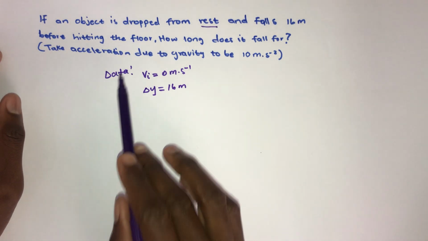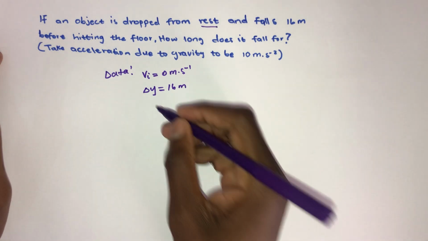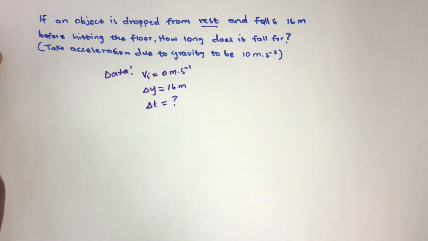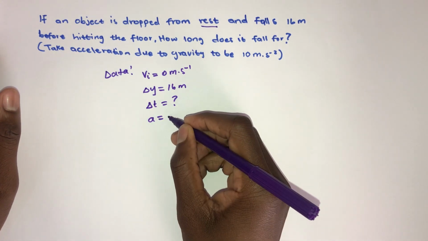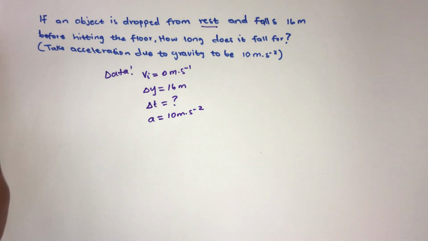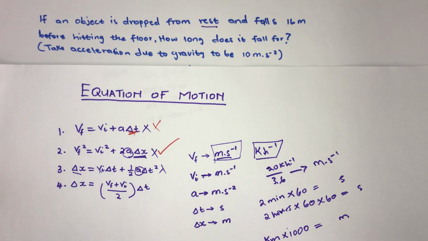Then they said before hitting the floor, how long does it fall for? So how long, that is time. We don't know the time. Then they said you take the acceleration as 10 meters per second squared. That's what they told us. So now, according to the data, which formula are we going to use? So we go back to our formula sheet. The formula sheet will be given to you in an exam.